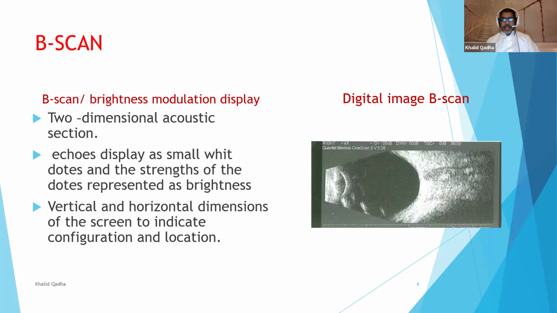We go into the B-scan. It's a two-dimensional acoustic display, a combination of vertical and horizontal dimensions that are shown on the screen as dots, with multiples of these horizontal and vertical dimensions. You'll get the image as you see here in 2D.